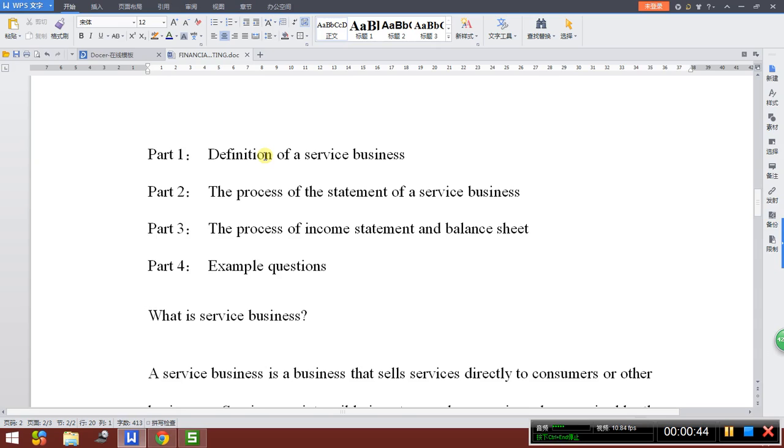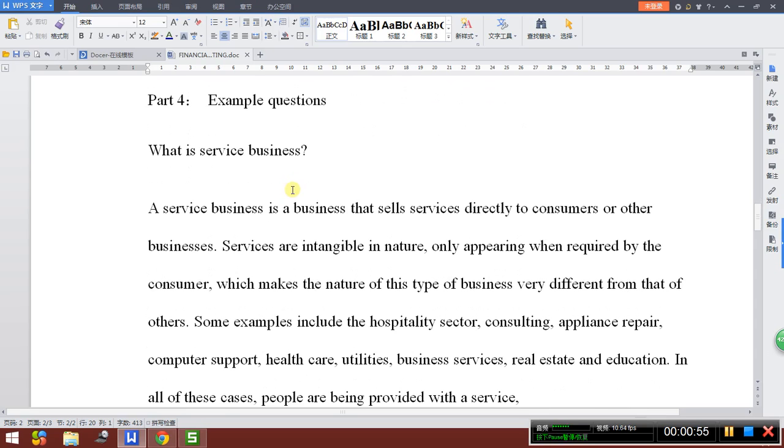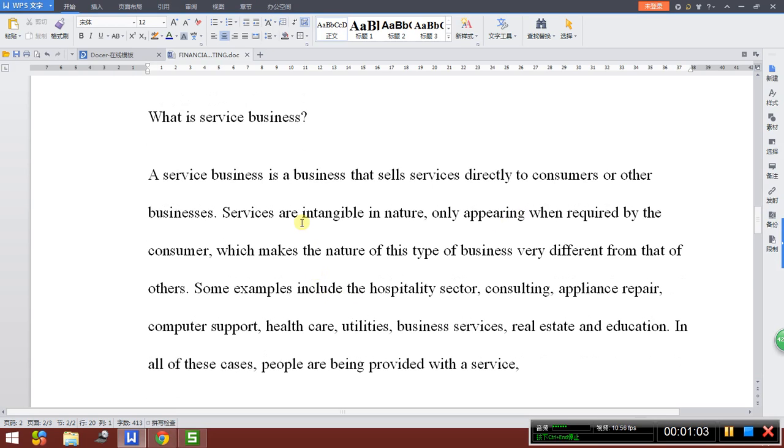So firstly, what is a service business? Actually, it's quite simple to understand. A service business is a business that sells service directly to consumers or other businesses. Services are intangible in nature, only appearing when required by the consumer, which makes this type of business very different from others.